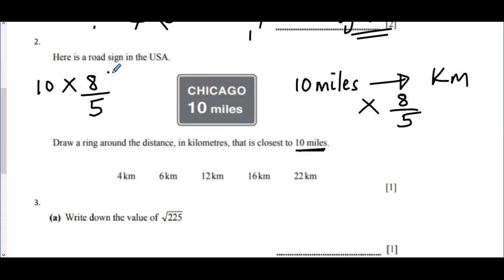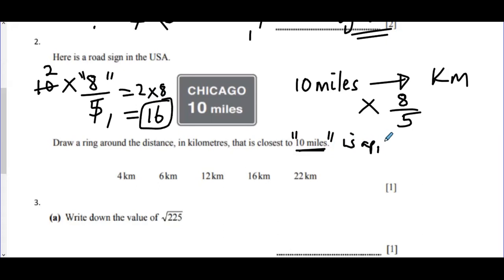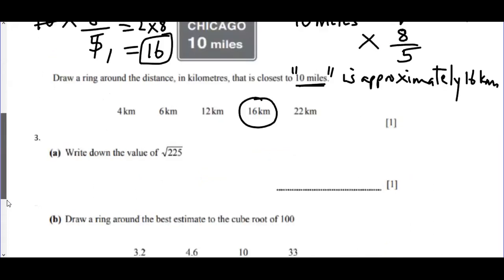This is an approximate figure, 8/5. And when you simplify this, we're going to end up getting 2 times 8, which equals 16. So we may say that 10 miles is approximately equal to 16 kilometers, okay? So that is closer to 10 miles. You're going to put a ring around 16 kilometers because 10 miles is approximately 16 kilometers.